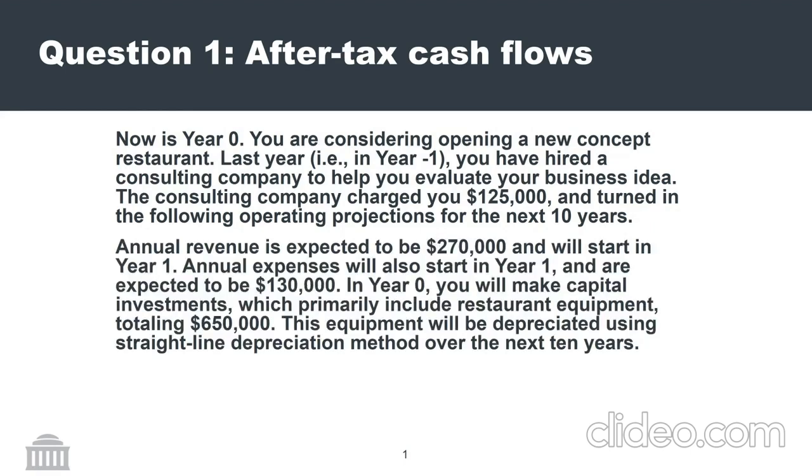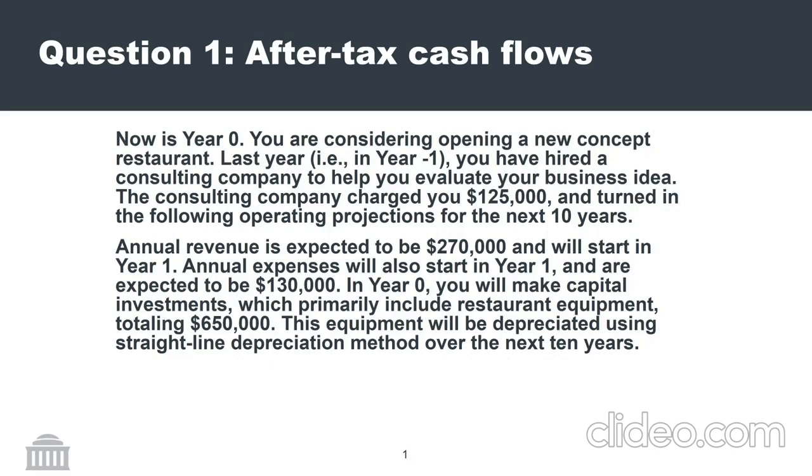Annual revenue is expected to be $270,000 and will start in year one. Annual expenses will also start in year one and are expected to be $130,000. In year zero, you will make capital investments, which primarily include restaurant equipment, totaling $650,000.